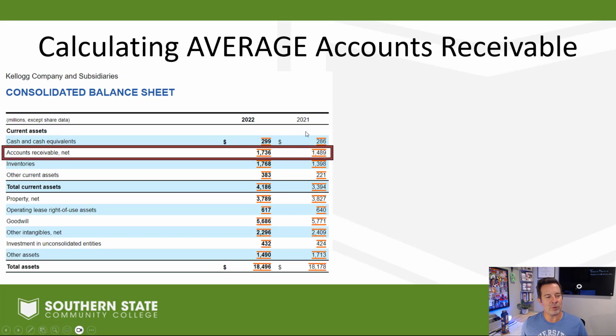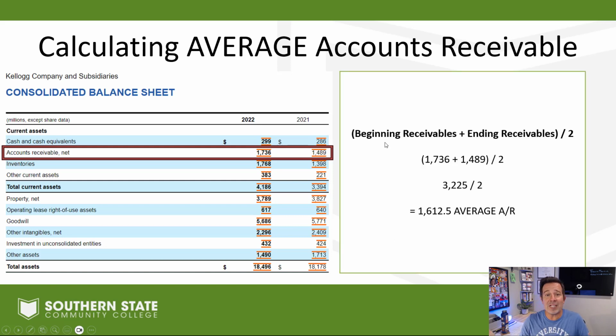We can think of 2021 as the beginning AR. We can think of 2022 as the ending. Because, of course, last year's ending is this year's beginning amount. So 2021 is our beginning, 2022 is the ending. We just add them together and divide by 2, making an average, right? So we take the two numbers, we add them together, and then we divide by 2. Average AR, 1.612 billion, or as you see there, 1,612.5.